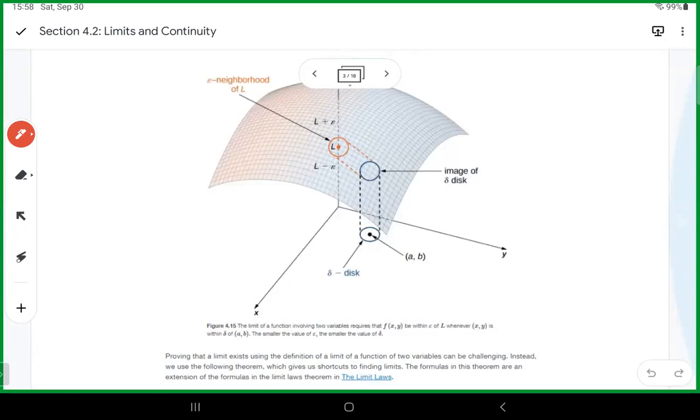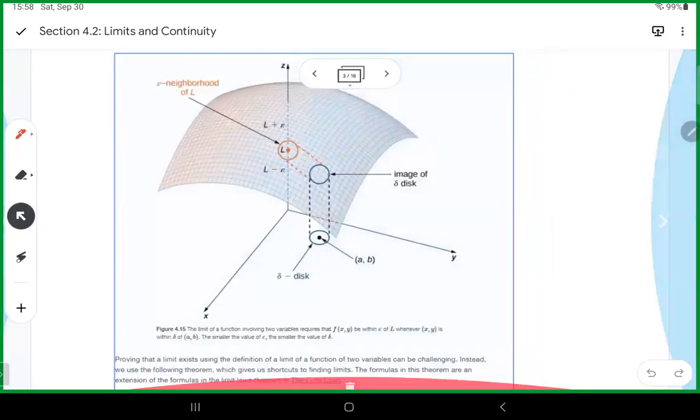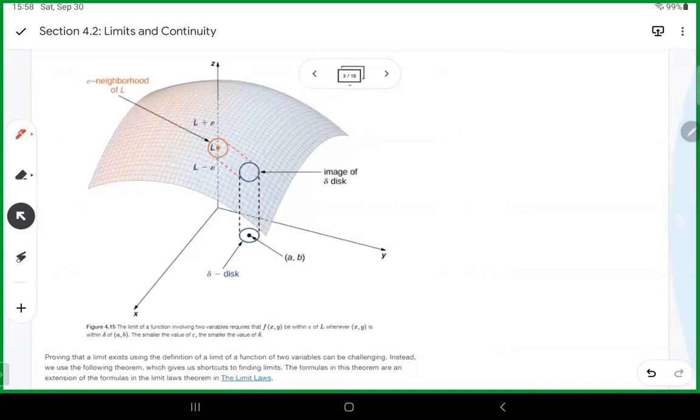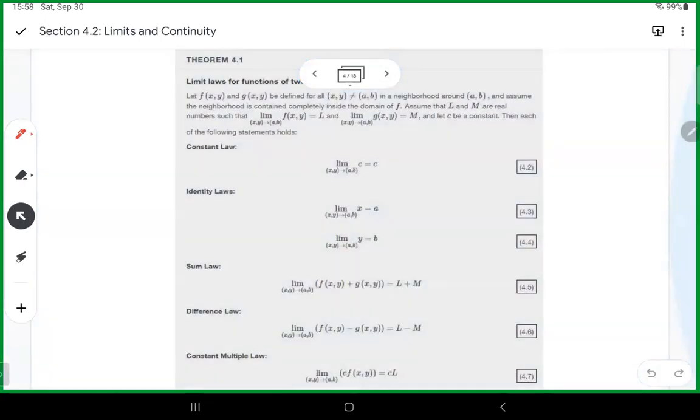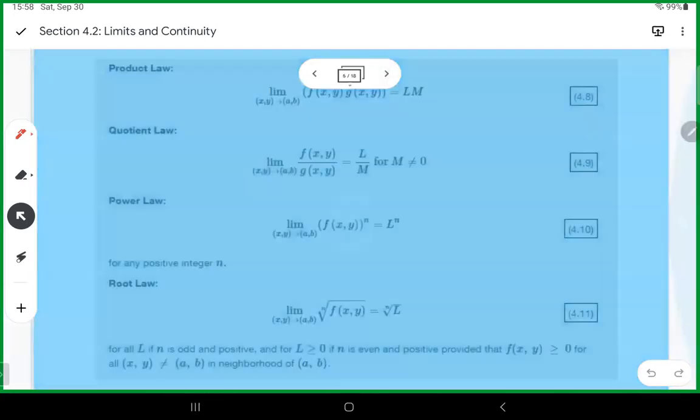So, okay, this kind of gives you an idea of what this image looks like. You move it over a little so you can see all of it. Proving that a limit exists using the definition of a limit of a function of two variables can be challenging. Instead, we use the following theorem, which gives us a shortcut to finding limits. The formulas in this theorem are an extension of the formulas in the limit laws theorem in the limit laws section. Probably leads you back to that if you clicked on that hyperlink. There are a lot in this theorem, I'm pretty sure. It goes on to the next page. It does.